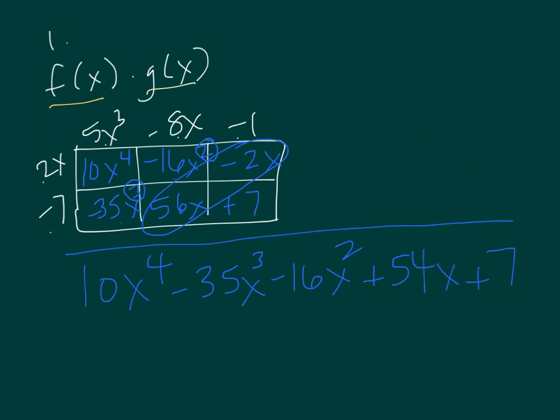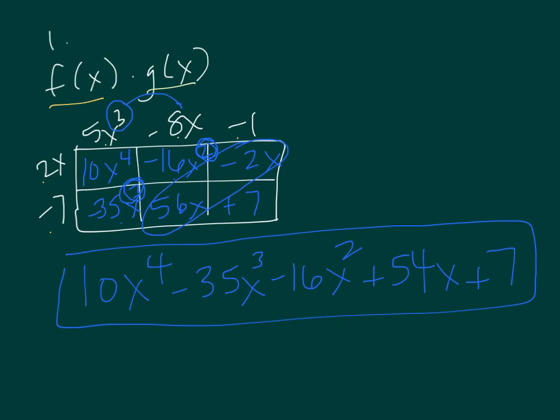So that's your answer. And I just kind of want to emphasize, these are not like terms up here, because we're skipping an x squared term. So we go from x to the 3rd to just x. So we're missing that x squared term. If that was the case, then our diagonals would all be like terms, but in this case, they're not.